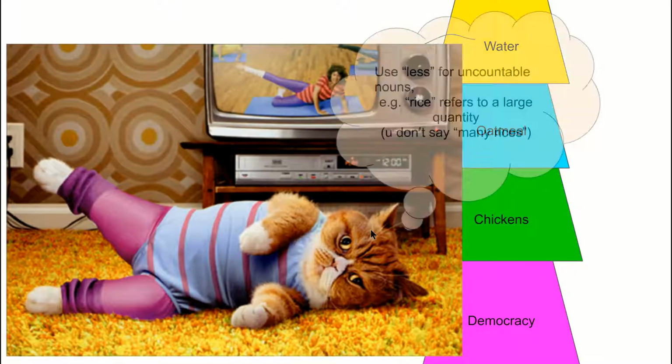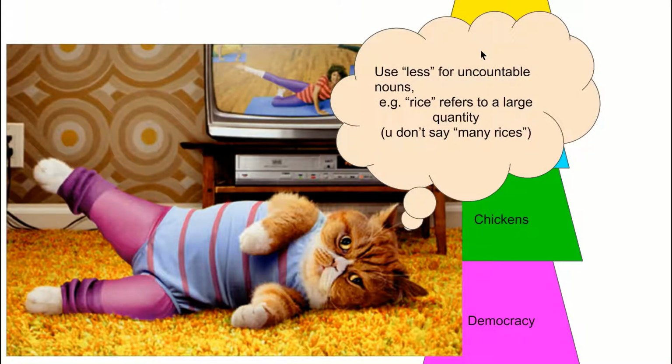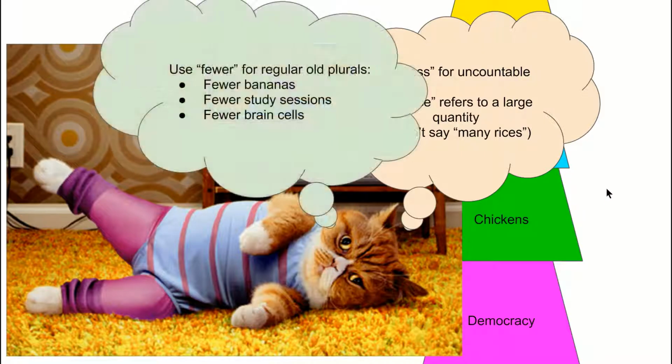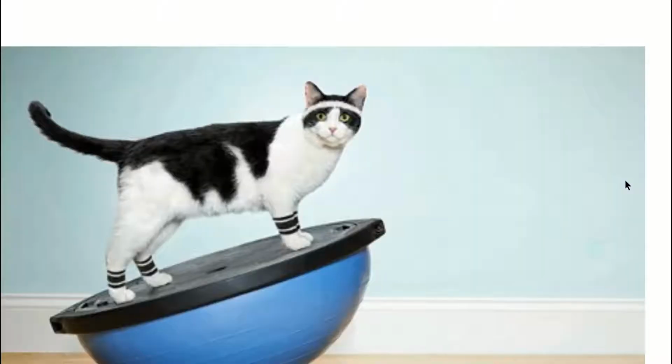Okay, here's a little friend here with tights. Use less for uncountable nouns. Rice refers to a large quantity, so you don't say many rices, right? That'd be silly. Use fewer for regular old plurals. So fewer bananas, fewer study sessions, fewer brain cells. No, I'm not implying anything.